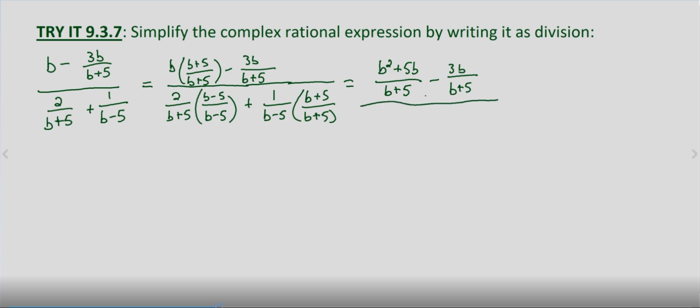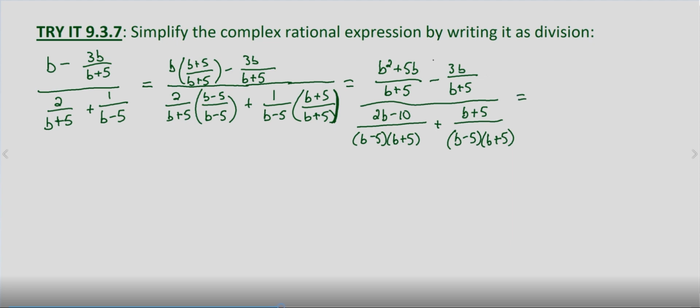And then that's all over, and this parenthesis here is supposed to be the whole thing. 2 times b minus 5 is 2b minus 10. So 2b minus 10 over b minus 5 times b plus 5. And that's plus 1 times b plus 5, which is just b plus 5, over b minus 5 times b plus 5.